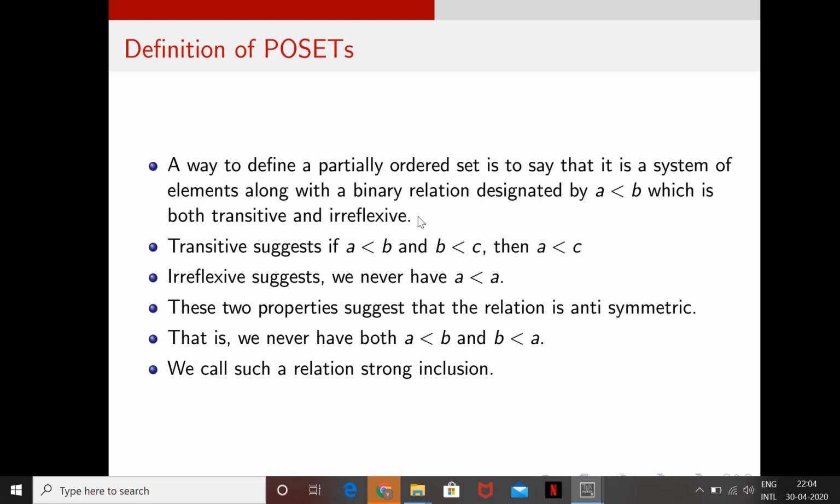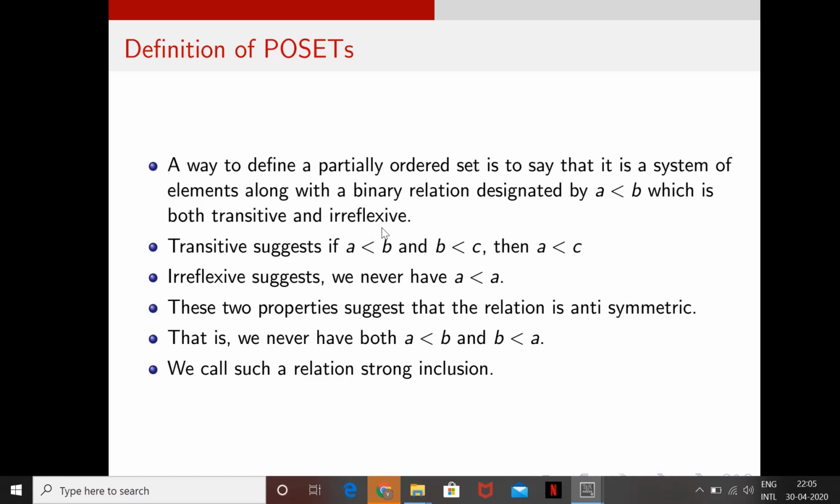First is binary relation. In mathematics, a binary relation over two sets X and Y is a set of ordered pairs (x, y) consisting of elements x in X and y in Y. That is, it is a subset of the Cartesian product X cross Y. Now the second term, transitive. A relation R on X is said to be transitive if x relates y and y relates z implies x relates z. And the third, irreflexive.